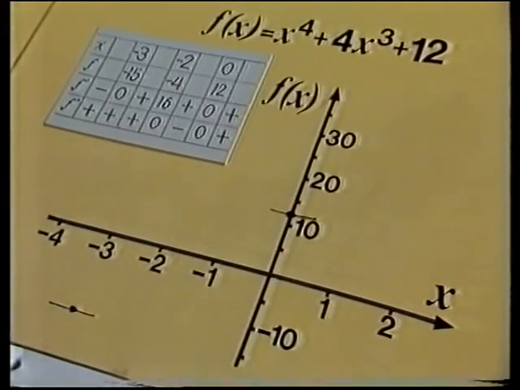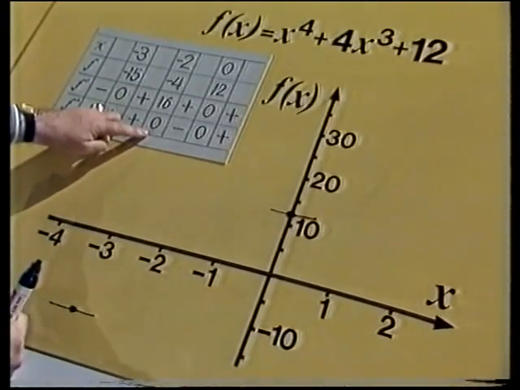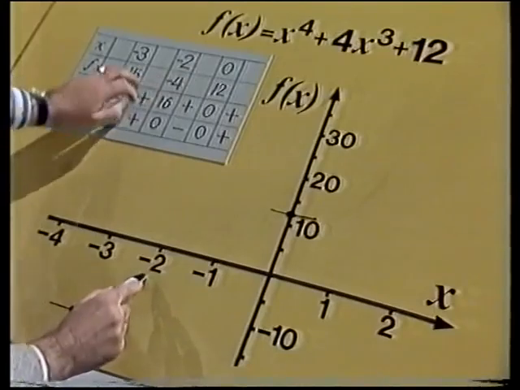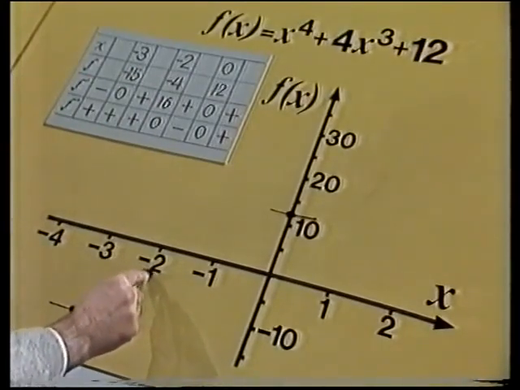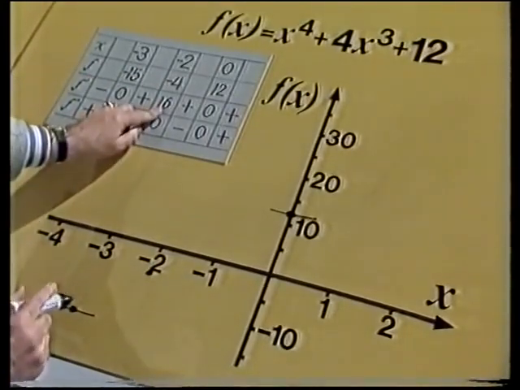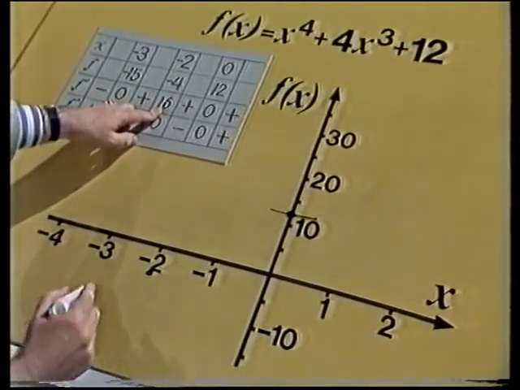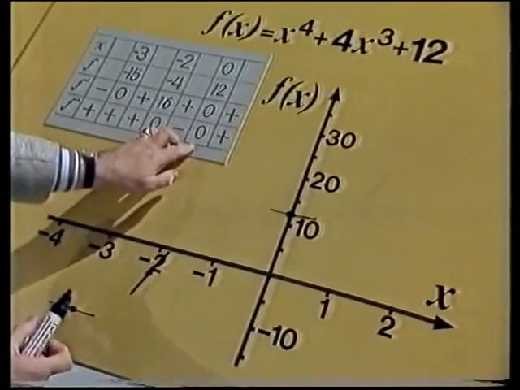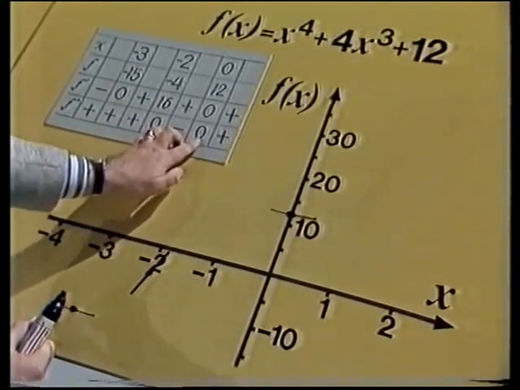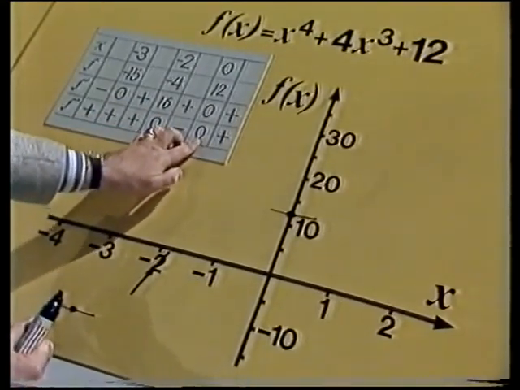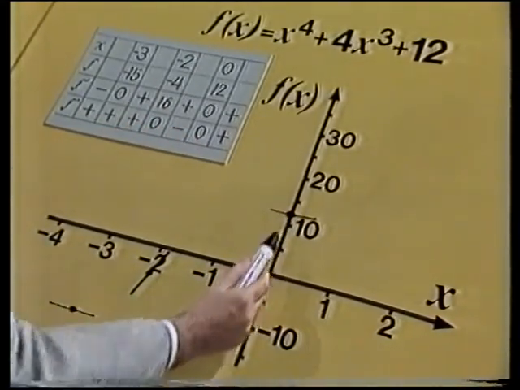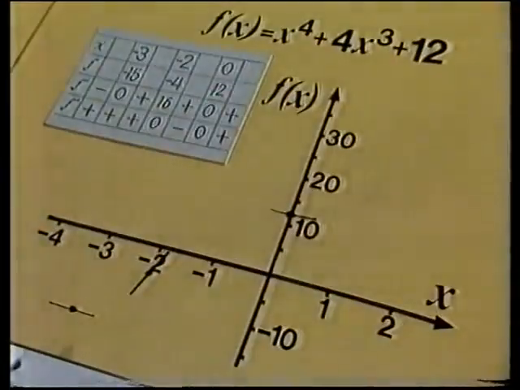All right, what about the other important points? Well, there was a point of inflection at -2, -4, which is about here, and incidentally the slope there was 16, which is quite steep. Then there was another point of inflection at the point 0, 12, but I've already got that taken account of because that happens to coincide with a horizontal tangent.